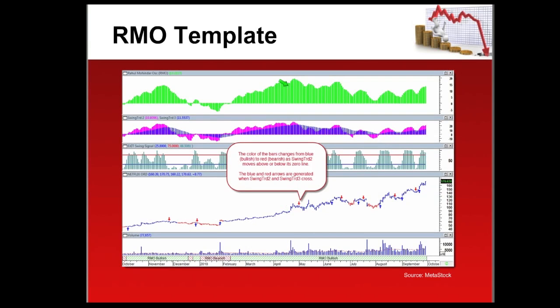Now, we also have these price bars, and the color of the price bars is tied to Swing Trade 2. If Swing Trade 2 is above its zero line, you're going to get blue price bars, which are bullish. If it's below the zero line, you're going to get red bars, which is a bearish indication. And then you have these arrows, which are triggered by crossovers of Swing Trade 2 over Swing Trade 3. As Swing Trade 2 crosses above Swing Trade 3, you're going to get a blue bullish arrow. And if Swing Trade 2 crosses below Swing Trade 3, then you get the red bearish indicator. That's pretty much the system in a nutshell.